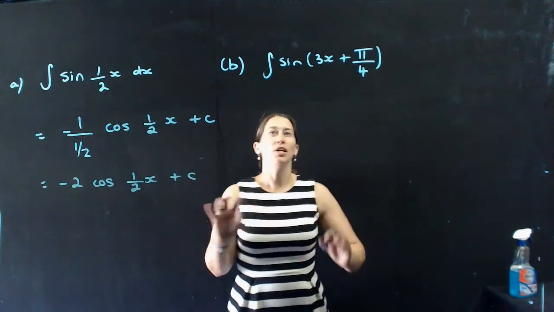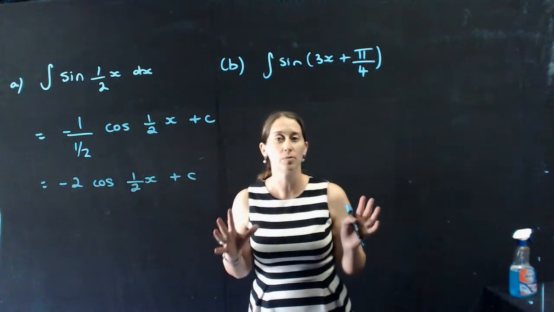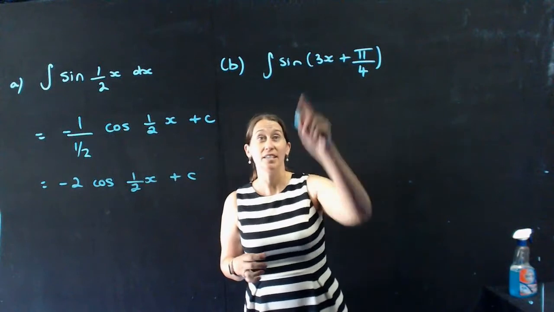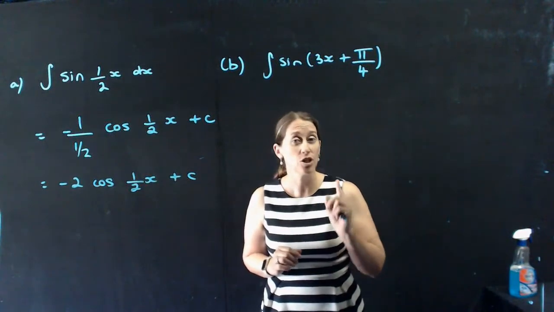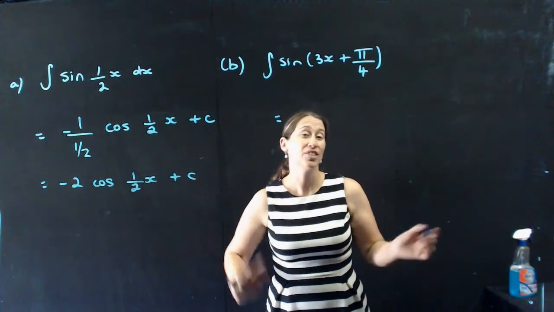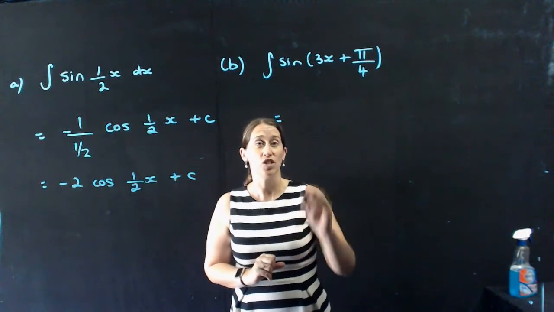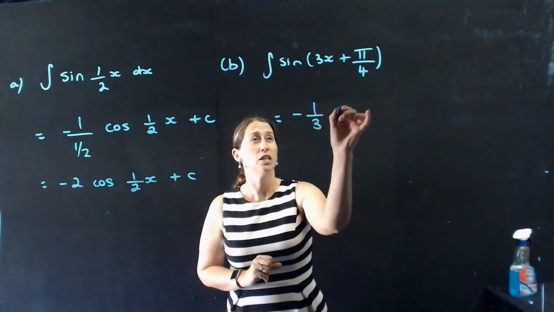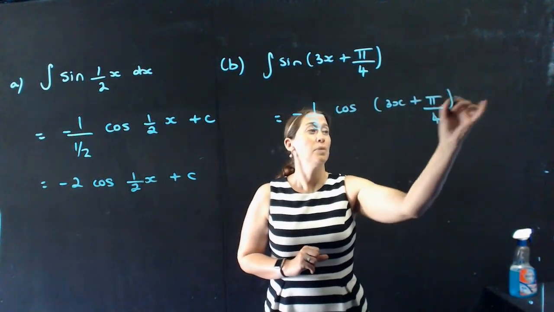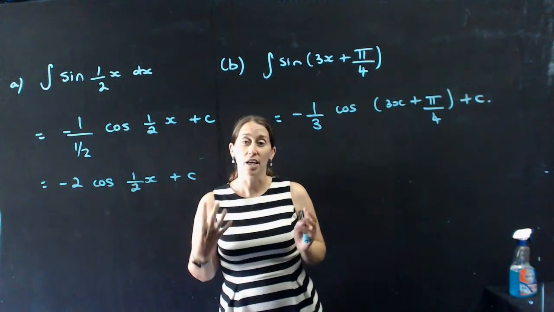Now looking at this one, again, a very similar situation. I guess it confuses people when they see pi upon 4, but remember pi upon 4 is just a constant value. Our value of a is 3, and that's the key thing we need to know when we're integrating this. So our sine function, when integrated, as we've just said, goes to negative cos. And I'm going to divide by our value of a, which is 3, so we get negative 1/3 cos of 3x plus pi upon 4, and then plus c. And that's pretty much everything you need to know about integrating trig functions.